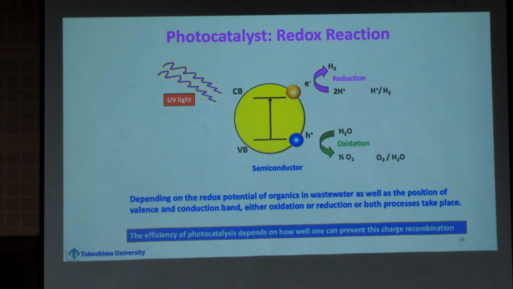And the oxidation reduction process means movement of charge particles. So charge particles should move fast to give faster, better results and efficiency. So the efficiency of photocatalysis depends on how one can prevent this charge recombination. Charge recombination means this electron and hole, how they move faster.